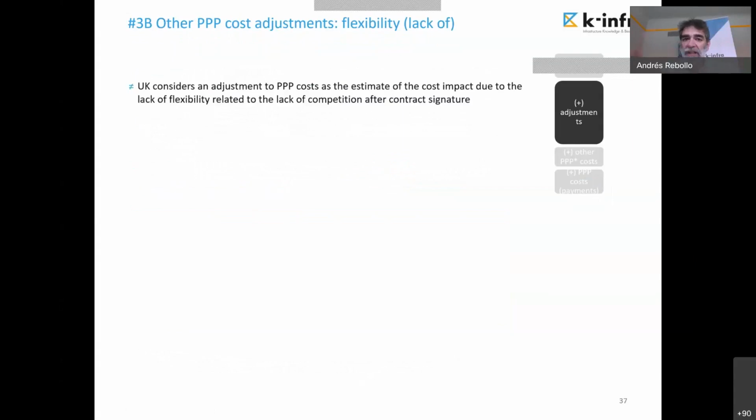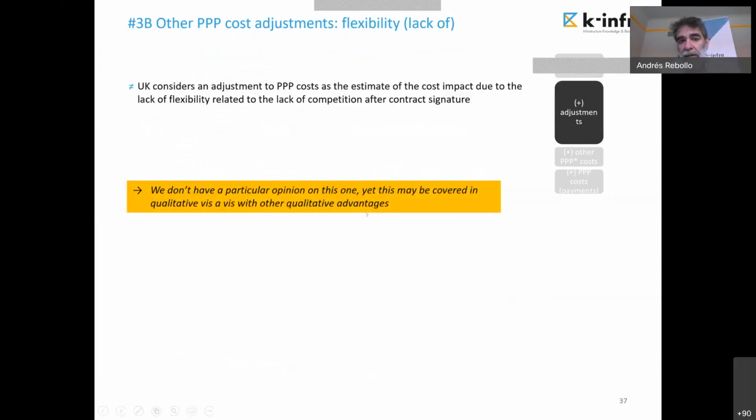But other adjustments not contemplated in the CP3P guide. In the UK, they consider an adjustment for the lack of flexibility in the PPP, the need to renegotiate for contract changes, lack of control or lack of competition for contract changes, etc. We don't have a particular opinion, but definitively, if we can rely on qualitative, I would go for qualitative statements rather than trying to quantify this so subjective matter.